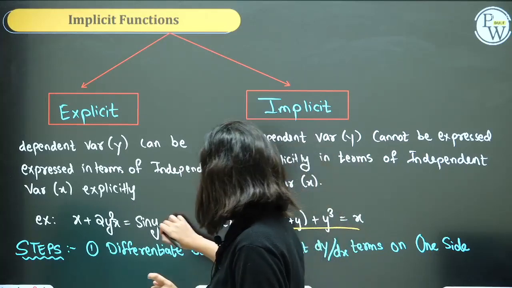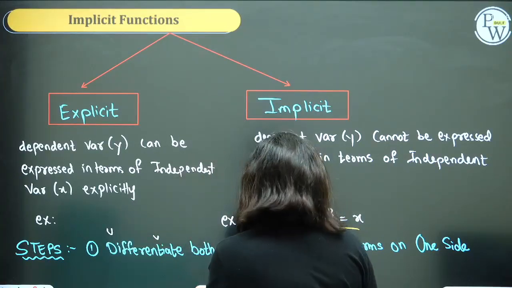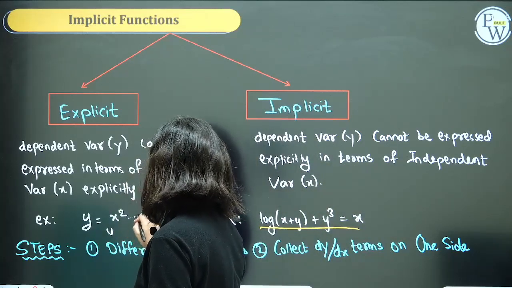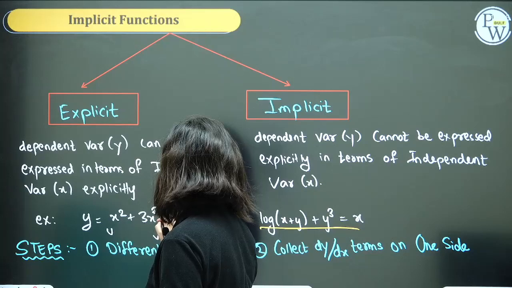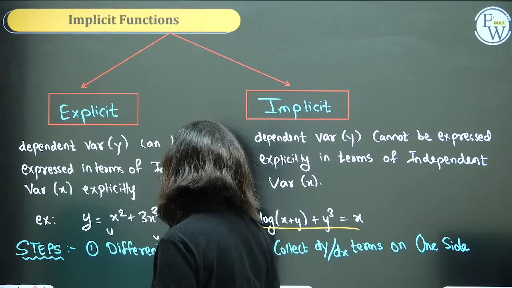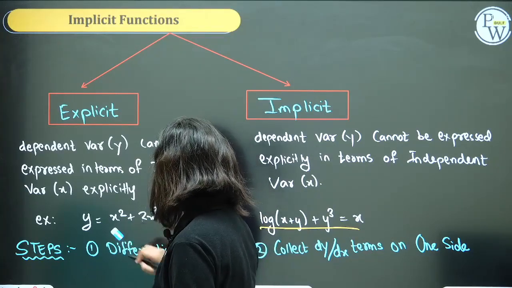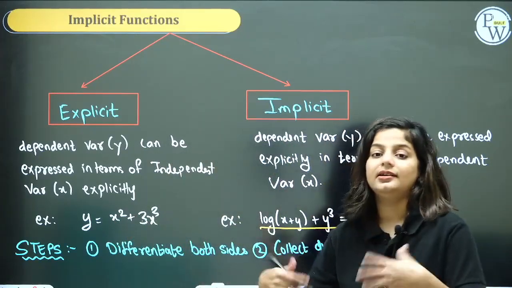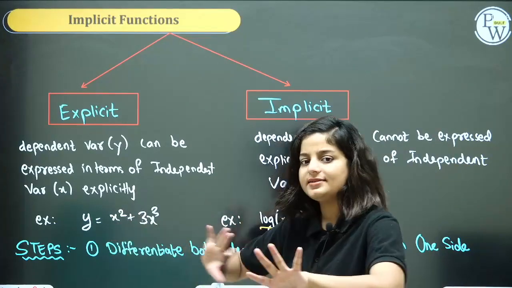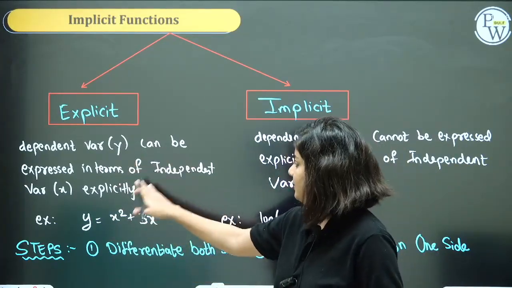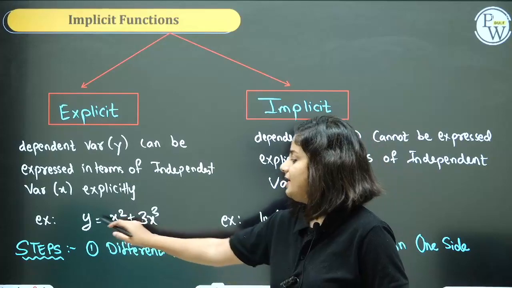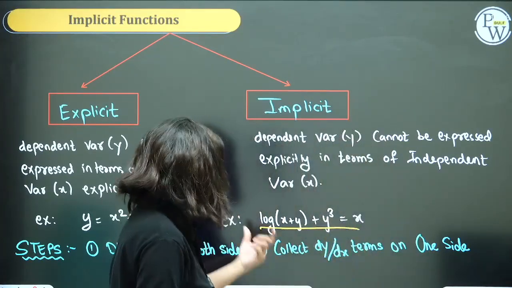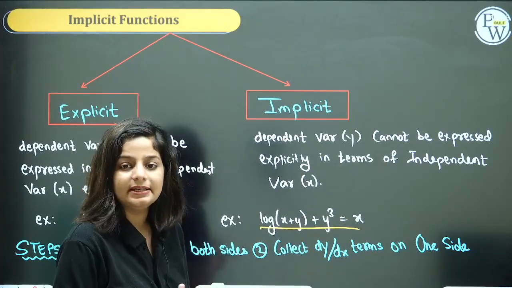sorry, this was by mistake. This was supposed to be an explicit function. Let me rewrite it as y is equal to x square plus 3x cube. Can you see? Y is explicitly written in terms of x. Y on one side, everything else on the other. The dependent variable is expressed in terms of the independent. Y is dependent, x is independent. That's your explicit. But when they are mixed, dependent and independent mixed, it's called an implicit function.